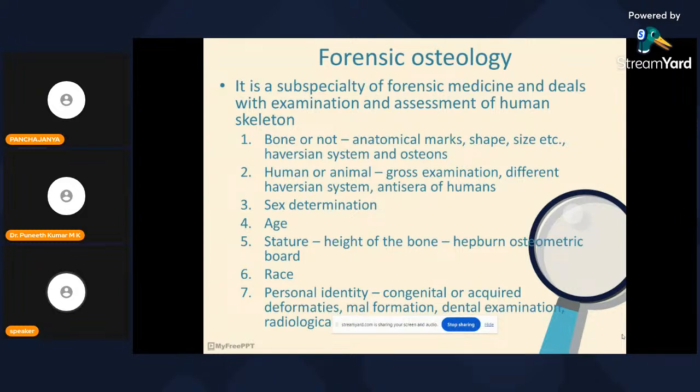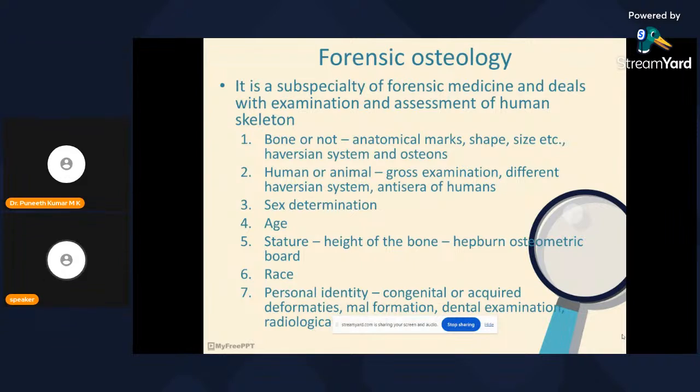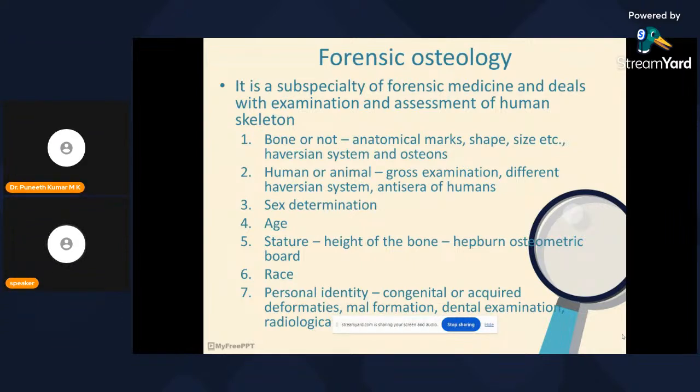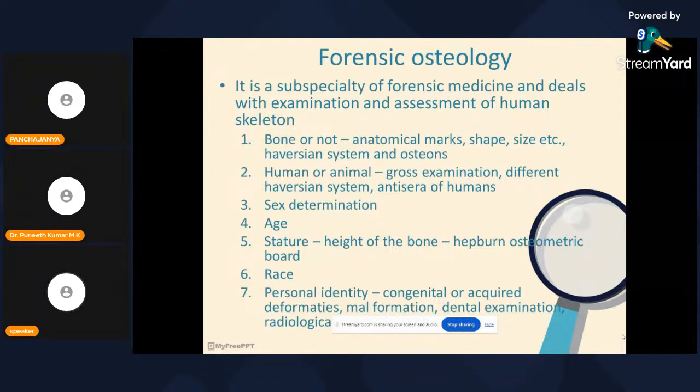The different parts of the bone can be estimated and measured by the osteometric board. And the race: for example, the bones will be very elongated and wider in shape compared to other races. Based on that, race can be identified. And personal identity, that is, any deformities, congenital or acquired, present in the person can be seen in the bone. Based on that also, you can identify the person. Deformities, malformations, dental examination and radiological examination will also be helpful for identification.